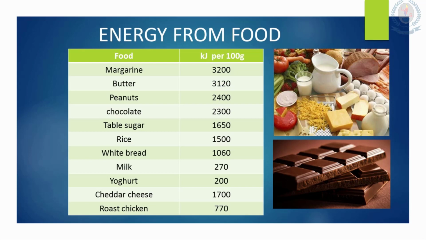So how their energy values are different from each other, you can observe them. So there you can see that per 100 grams, chocolate produces 2300 kilojoules. A lot of energy is produced by that one. And also margarine and butter produce a huge amount of energy compared with the other ones.